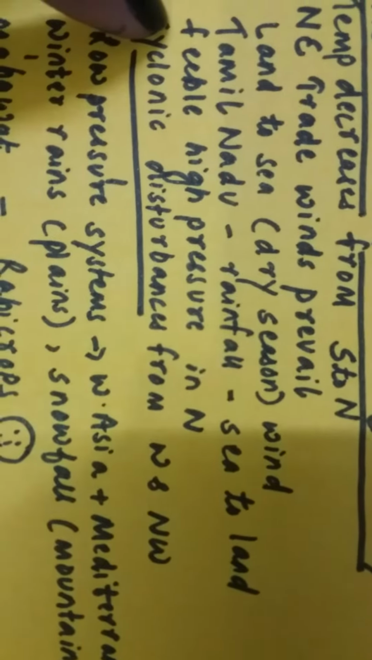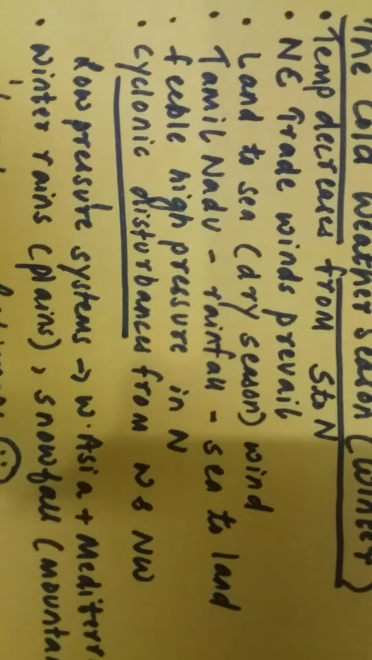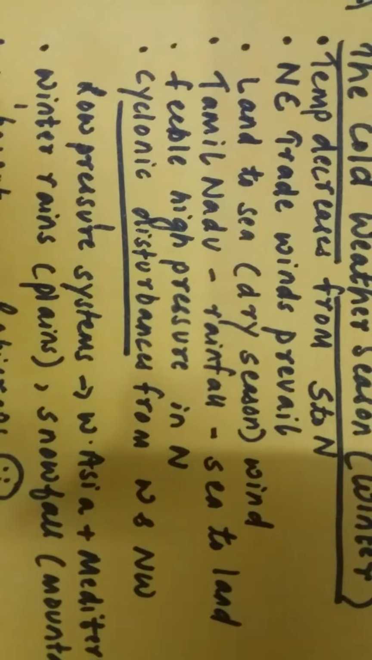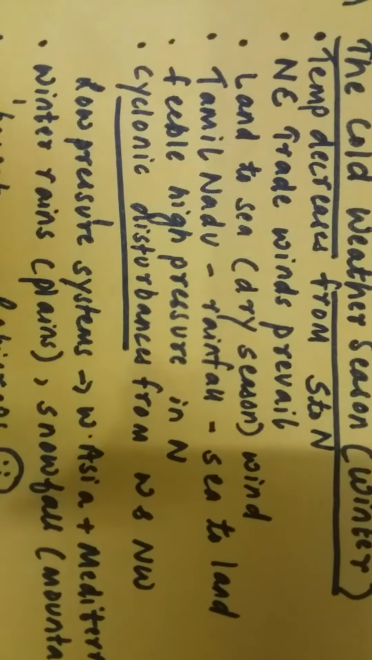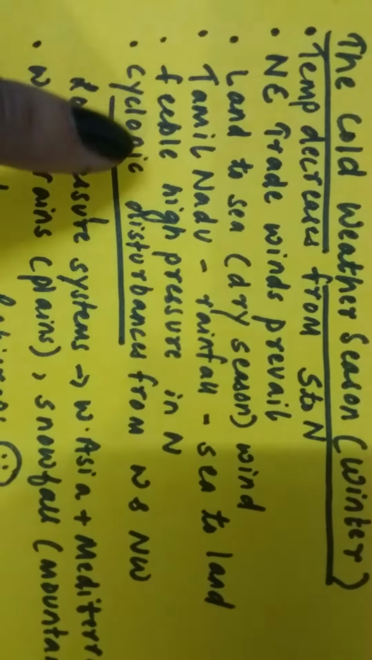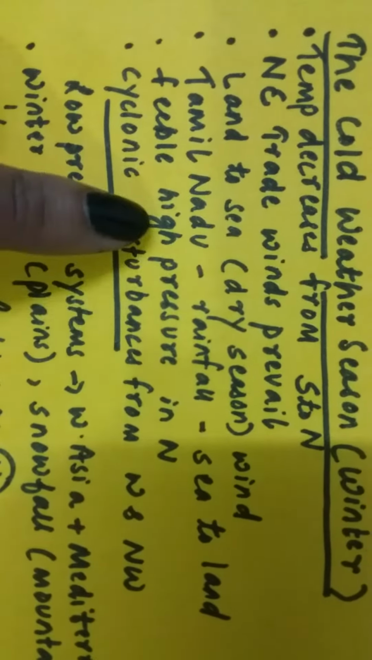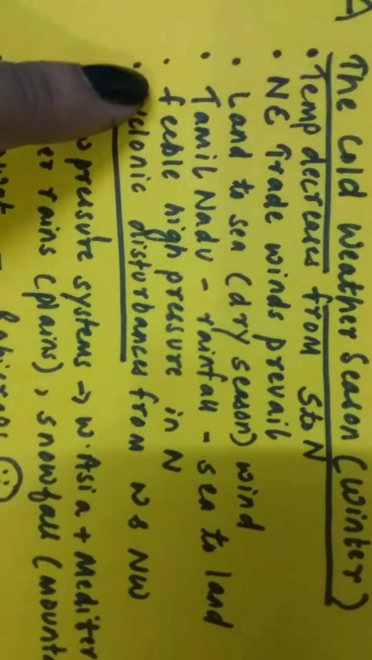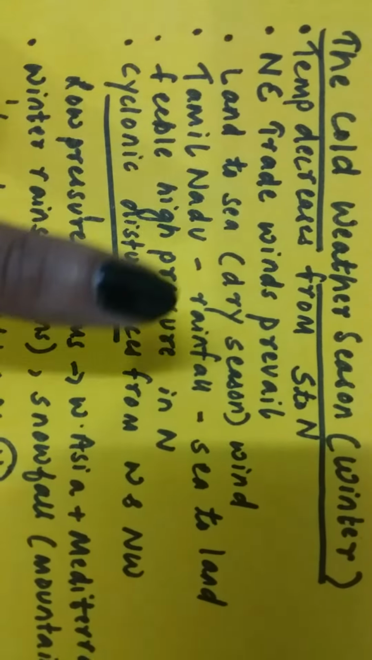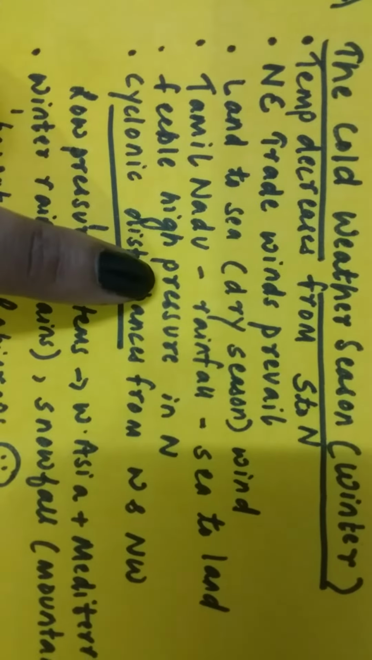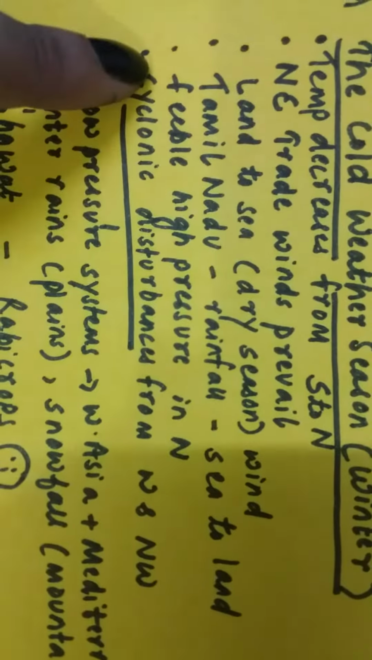Then feeble high pressure in north. As we know, whenever there is too much sunlight or too many sun rays in an area, the air basically expands, creating a low pressure. But here we are seeing in winter there is high pressure, because the rays of the sun are a little bit more inclined and not as direct as in summer. So there is a high pressure belt, and if there is a high pressure belt, we know there would be a dry type of season and there would not be rainfall.